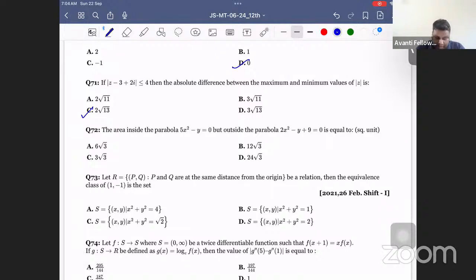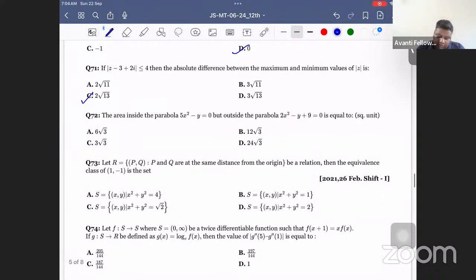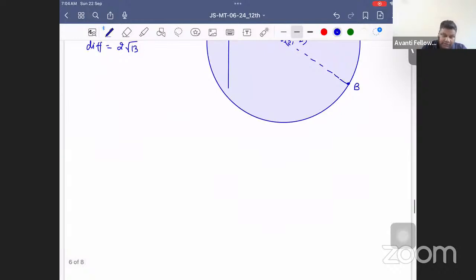Now, area inside the parabola, but outside another parabola. All right. Now, there are two parabolas. Let's consider this, question number 72. One is y equals 5x square. This is one parabola. And the other parabola is x square equals half of y minus 9. Am I correct?